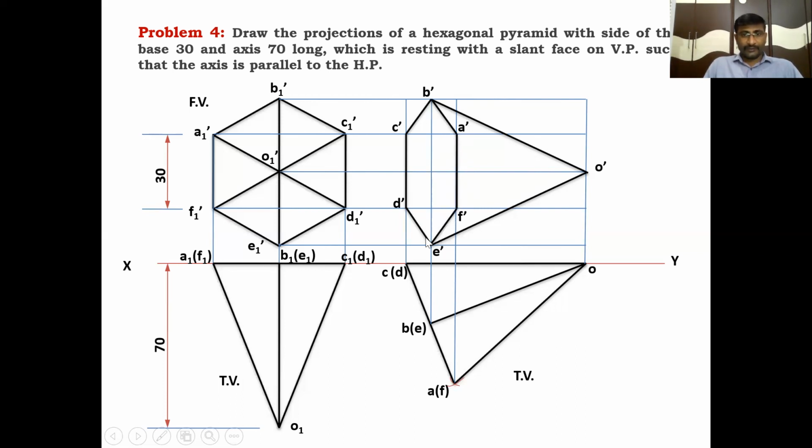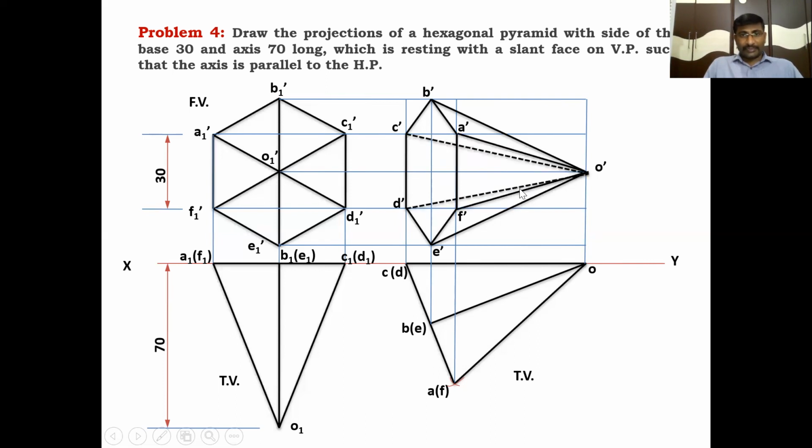Total base is visible. After getting the base in the front view, join the slant edges. Which slant edge is visible, which slant edge is invisible? Whenever the base is visible, the backside points joining with O, the apex point, are invisible. That is CO is invisible, DO is invisible. That's why I'm joining C dash O dash as a dotted line, D dash O dash as a dotted line. Remaining AO and FO are visible lines. These are the dotted lines.